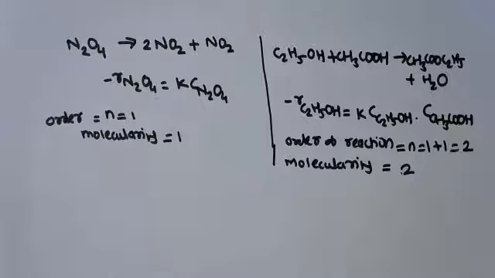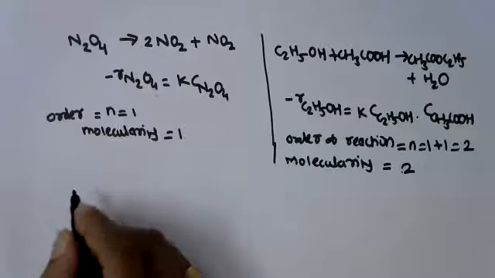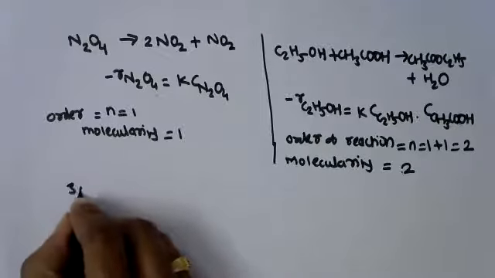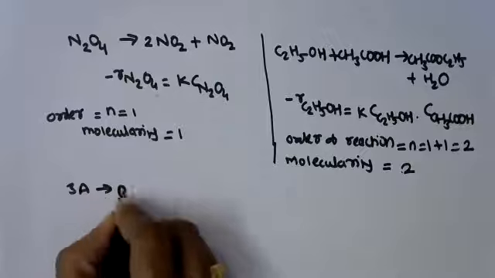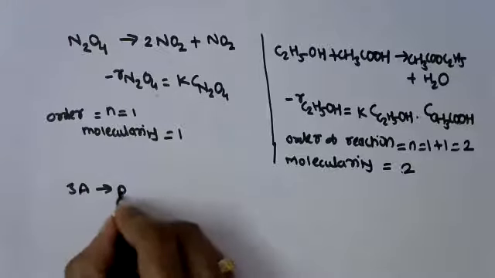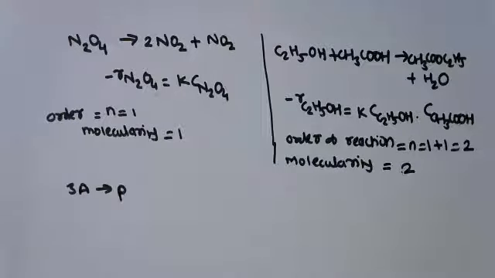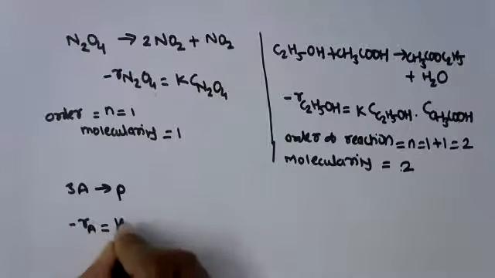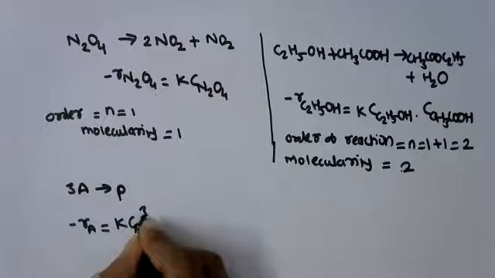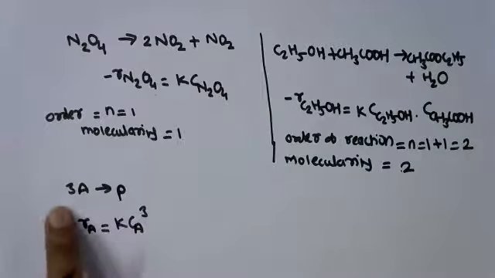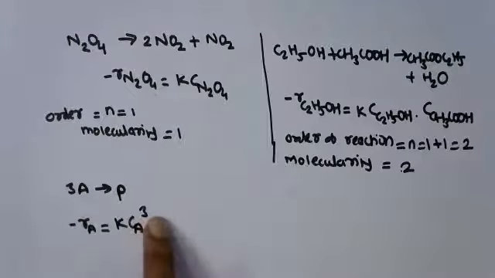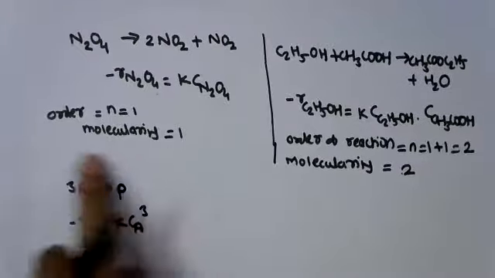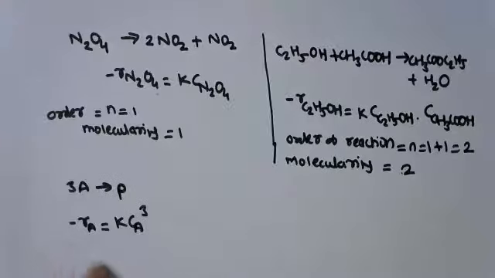Say for example, the reaction is 3A gives P. If I told you that the reaction is elementary, then the rate expression will be equal to K Ca raised to 3. Molecularity 3, order of reaction is equal to 3. So I say that it corresponds to stoichiometry.